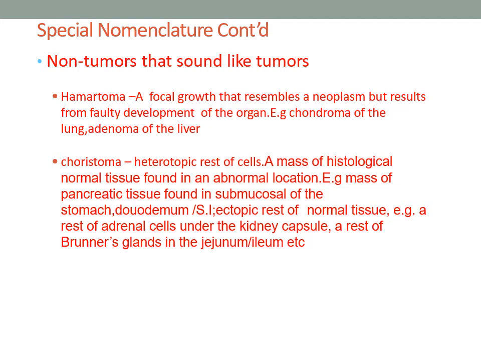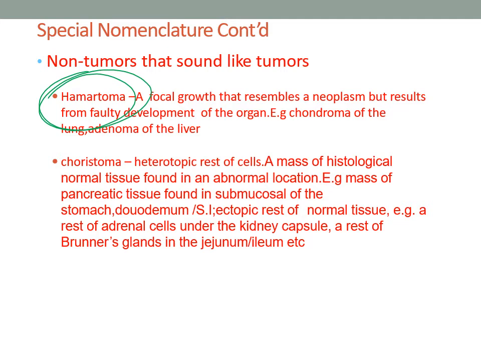Coming to special naming, we are continuing with non-tumors which sound like tumors. These are non-tumor growths, but they sound like tumors. We have hamartoma, a focal growth that resembles a neoplasm but results from faulty development of an organ. It is a faulty development of an organ which is not malignant, but it sounds like a neoplasia. For example, chondroma of the lung or adenoma of the liver. We can also have choristoma.